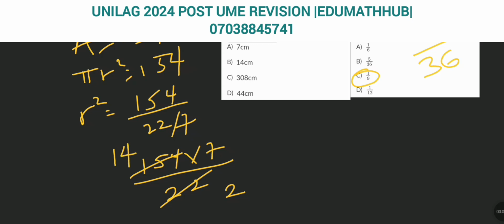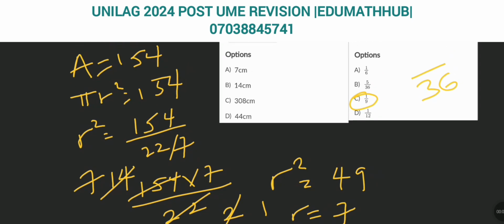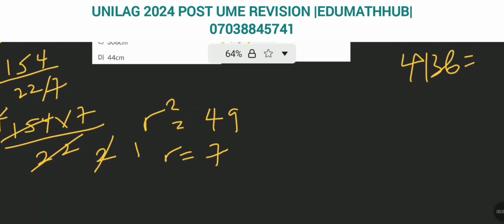Okay, then the next step is to cut with 2. So 2 in 14 will give you 7. So r squared will just be 7 times 7, that is 49. Then from there, take the square root of both sides. So the radius is 7. But that's not what you're actually looking for. You are told to find the circumference.